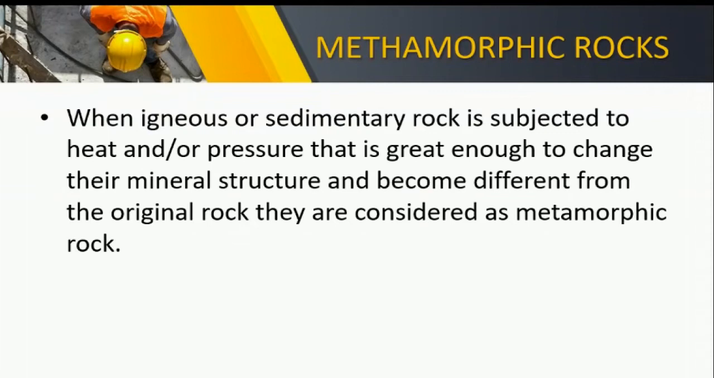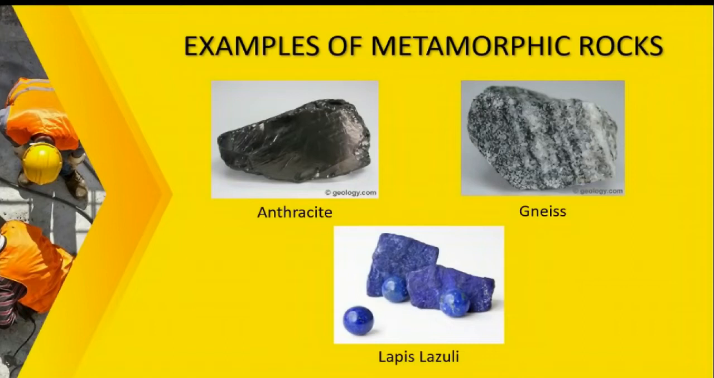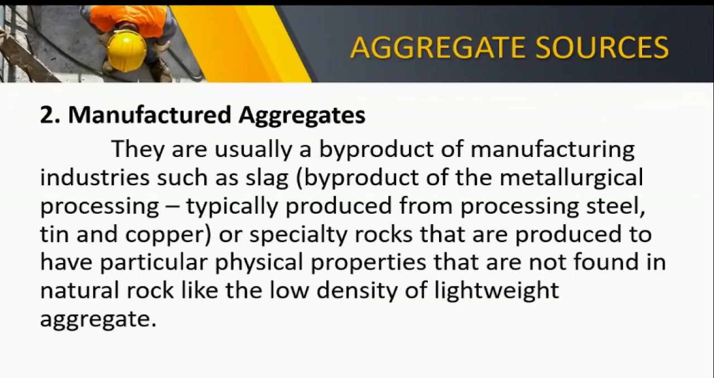So next slide. So these are the examples of metamorphic rocks. First is anthracite, then the gneiss, then the lapis lazuli. So tapos na tayo sa natural aggregates. So dumako naman tayo sa next type of aggregates, which is the manufactured aggregates.